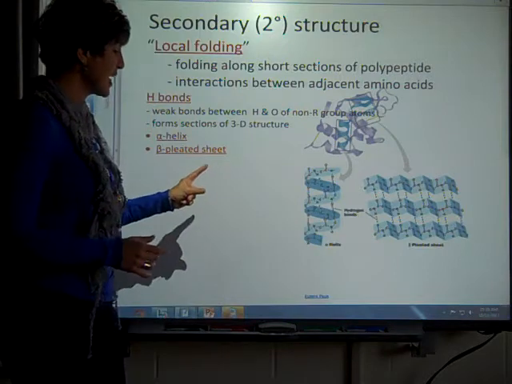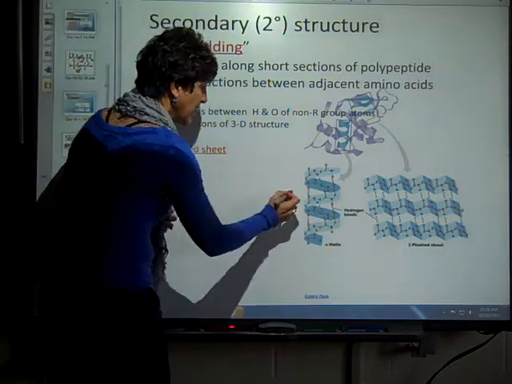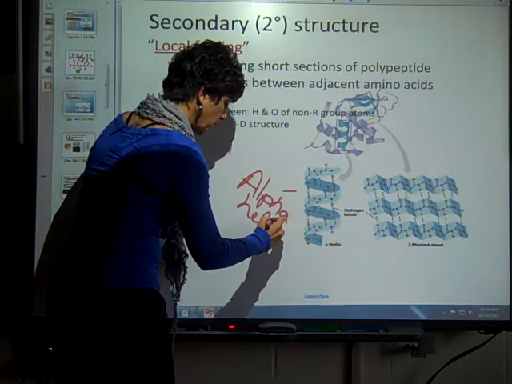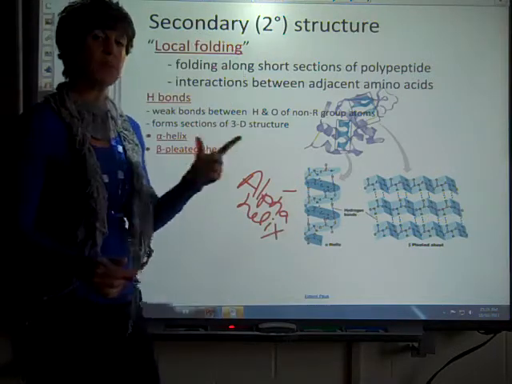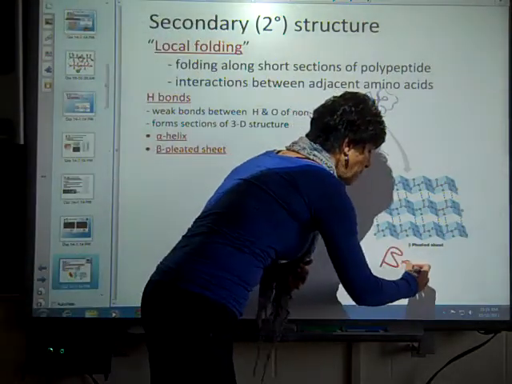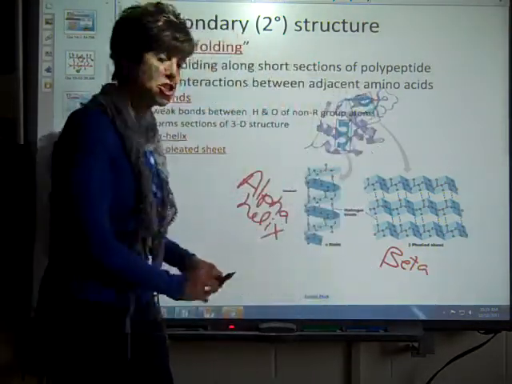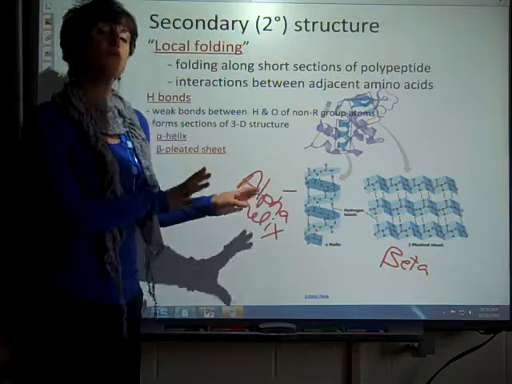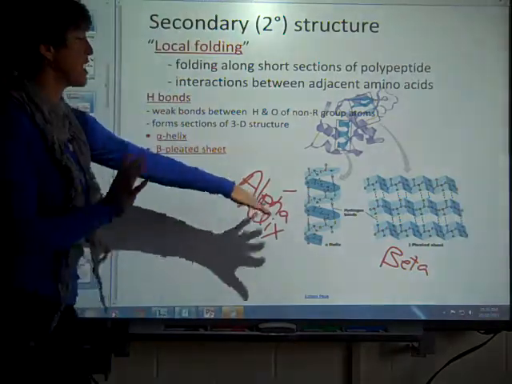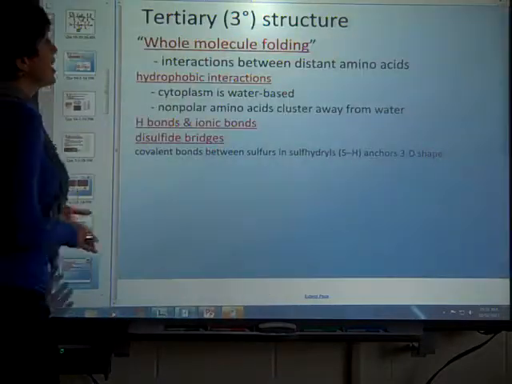And it tends to take on two forms. This right here is an alpha helix. I'm going to show you in class with a pipe cleaner an easy way of remembering these two. This one is a beta pleated sheet. So they are two different folding patterns that are seen in almost every protein that exists. It usually takes on one form or the other.